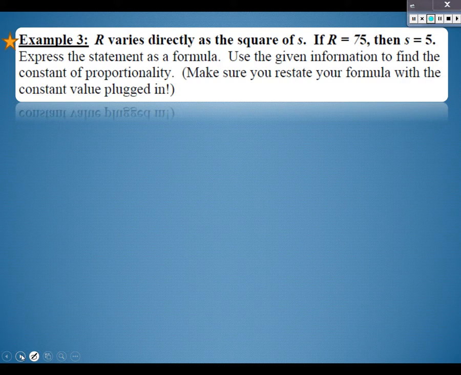R varies directly as the square of S. Tell me what you write down there, Carlos. No numbers or anything, just with a K in it. How do you know what R and S is? R equals KS squared? Yeah, R equals KS squared. Isn't that what that says?